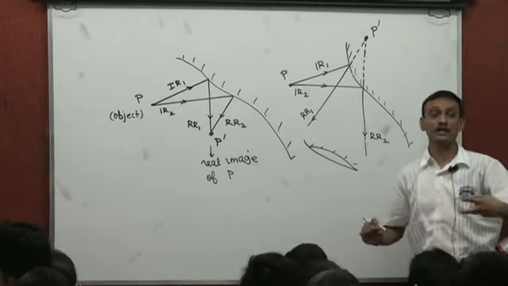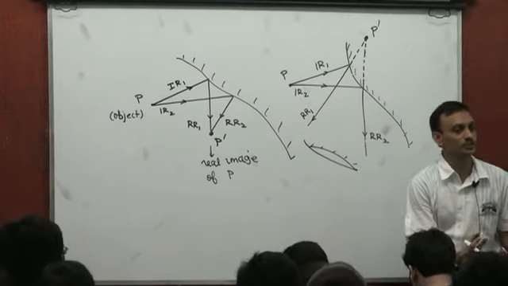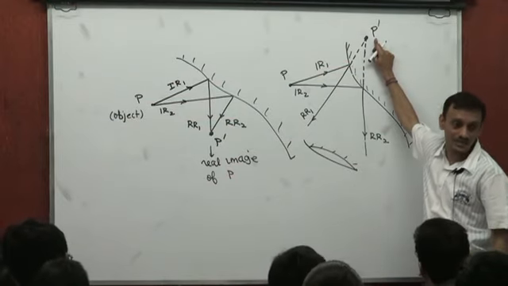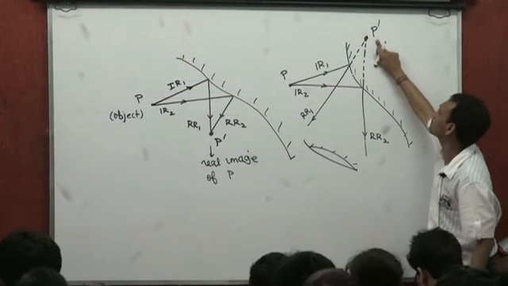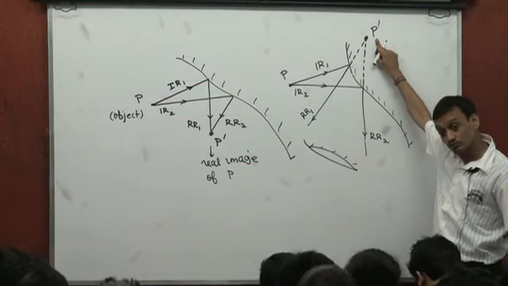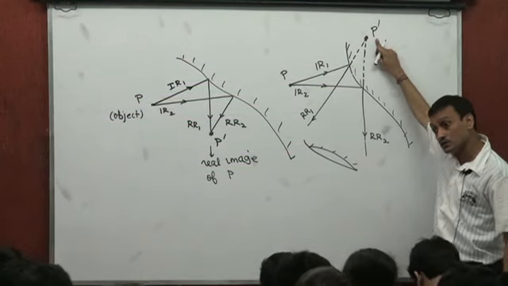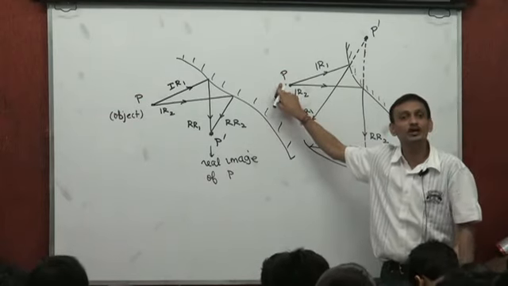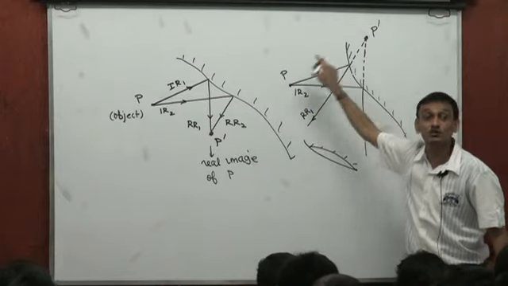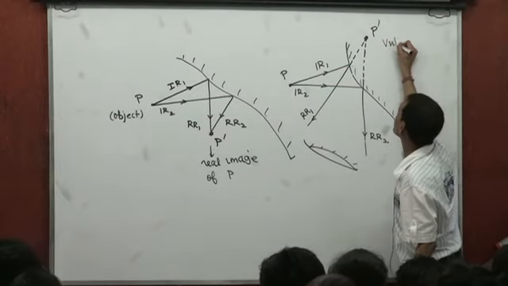This eye would report an image. What image would it report? It would report P prime as the image. It would think that these reflected rays of light are coming from P prime. So P prime is then said to be the virtual image of P.